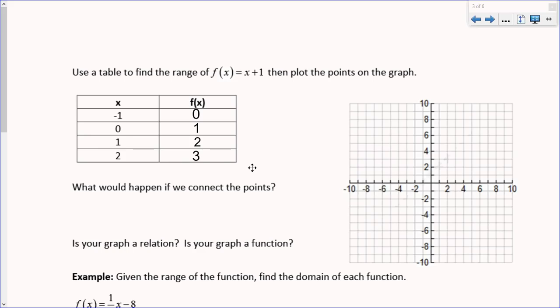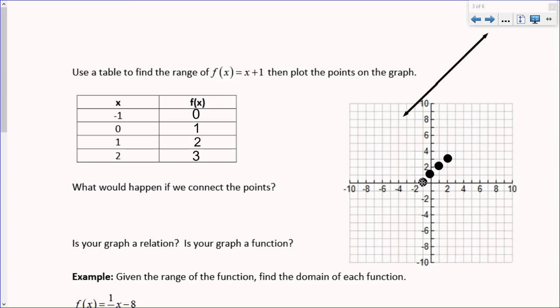Alright, so I got to plot these points. Plot my points. I just want the points. I don't want this line. I'll move it. There you go. So I plot my points.